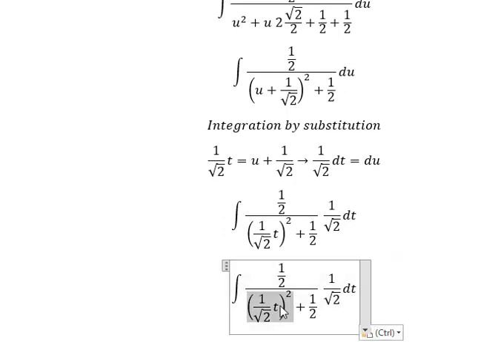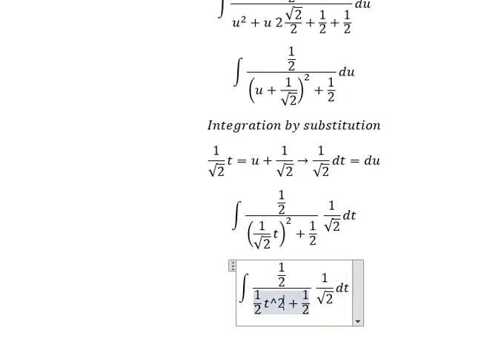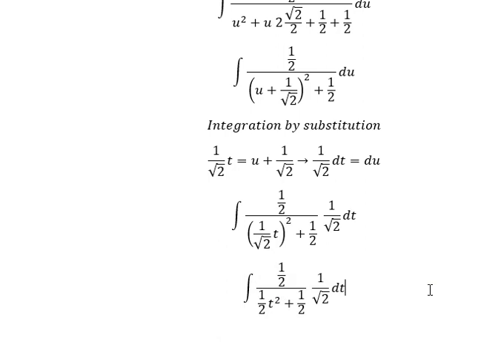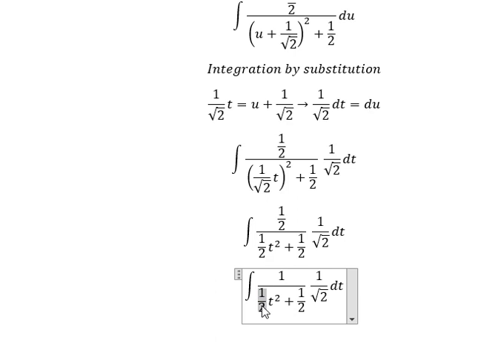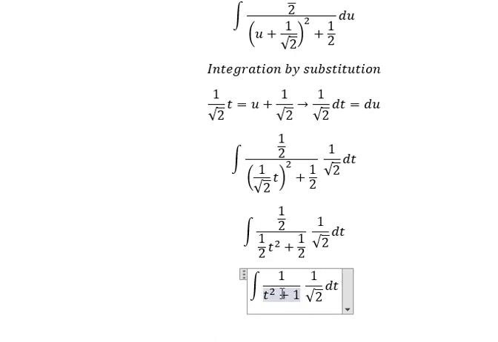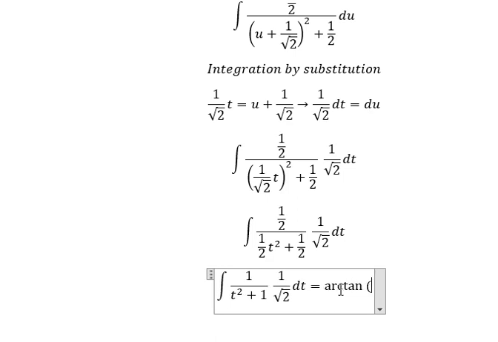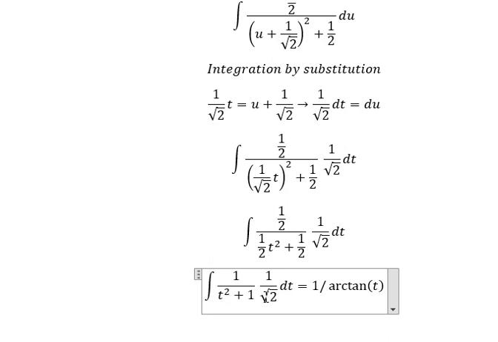So this one we have 1 over 2 t squared. And now we simplify 1 over 2, 1 over 2. So the integration of this one, we have arctan of t. And we have 1 over the square root of number 2. And I will put plus C.